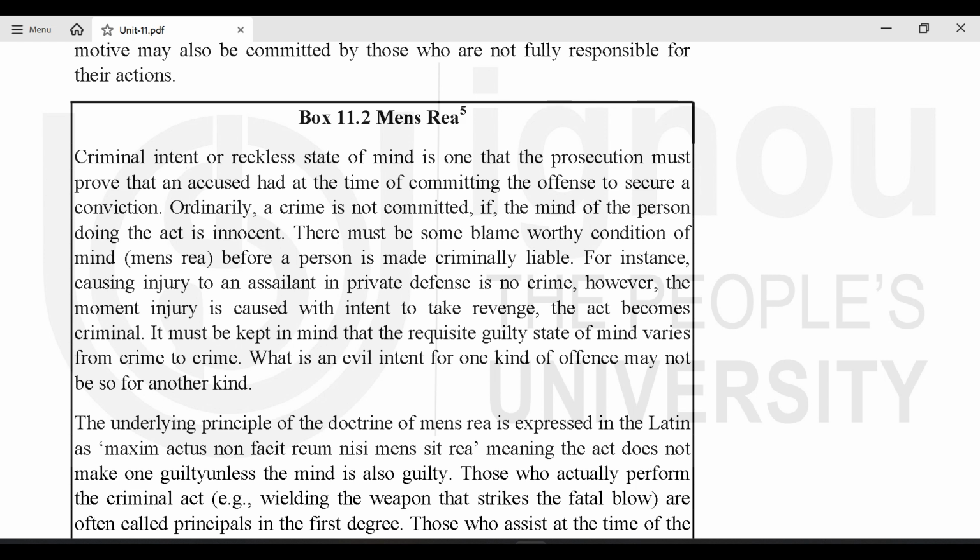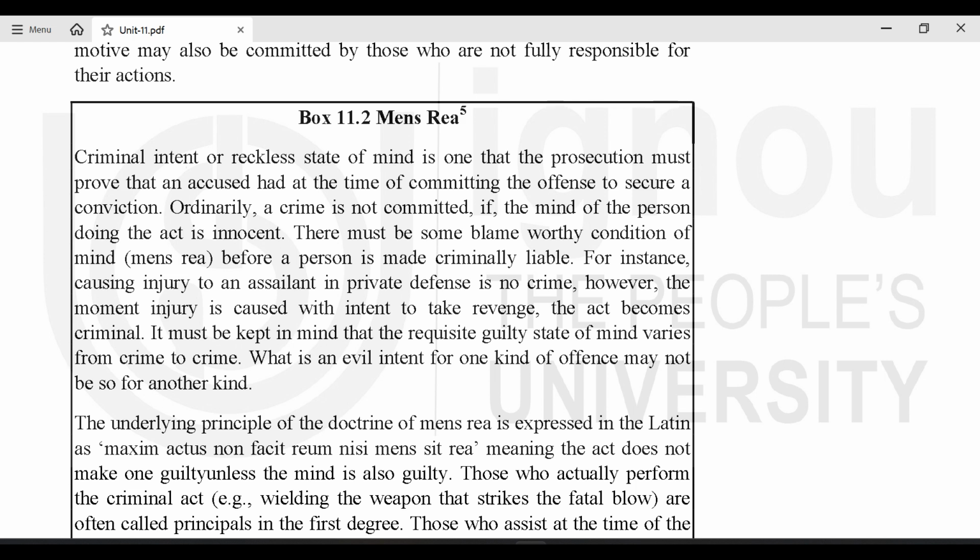Box 11.2 Mens rea. Criminal intent or reckless state of mind is one that the prosecution must prove that an accused had at the time of committing the offense to secure a conviction. Ordinarily, a crime is not committed if the mind of the person doing the act is innocent. There must be some blameworthy condition of mind, mens rea, before a person is made criminally liable. For instance, causing injury to an assailant in private defense is no crime. However, the moment injury is caused with intent to take revenge, the act becomes criminal.